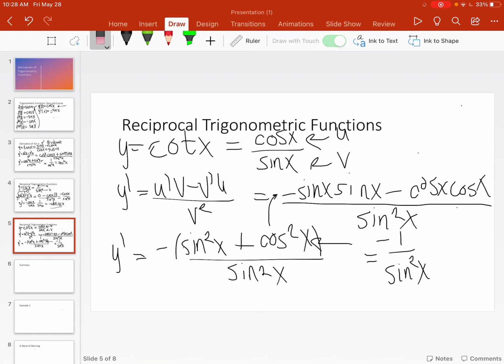Well, we're not done yet. We've got to use another trig identity. And what is that identity? Well, we've got to use the identity and realize that negative 1 over sine squared of x just turns out to be negative cosecant squared x. There we go, we're done.